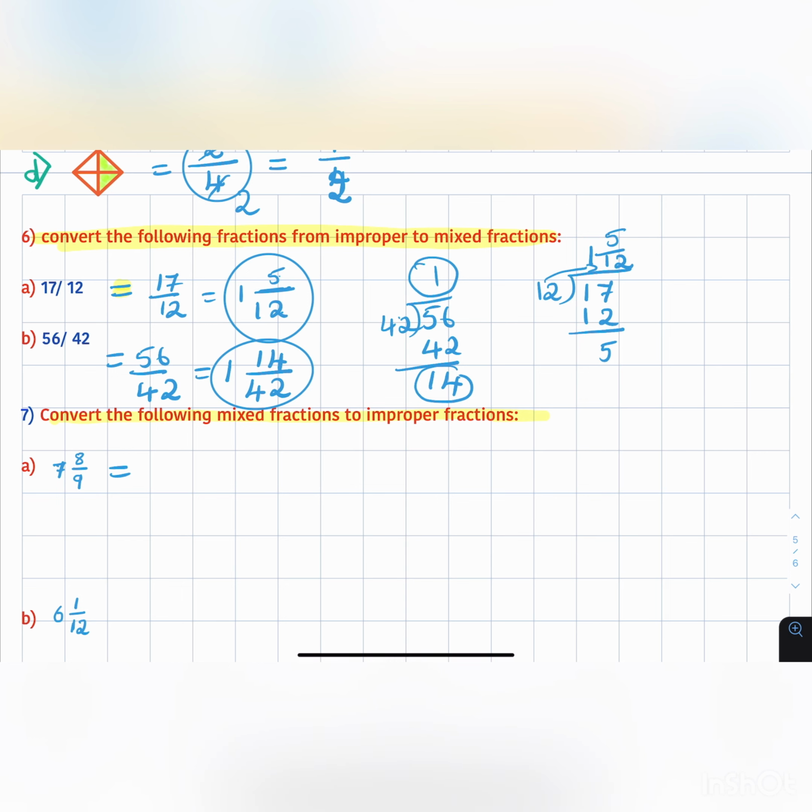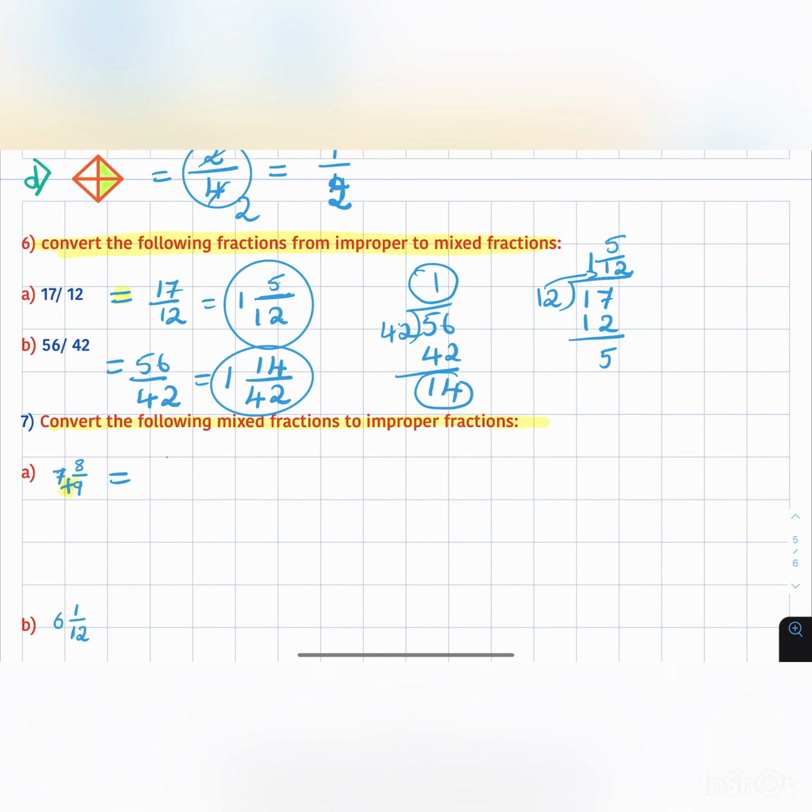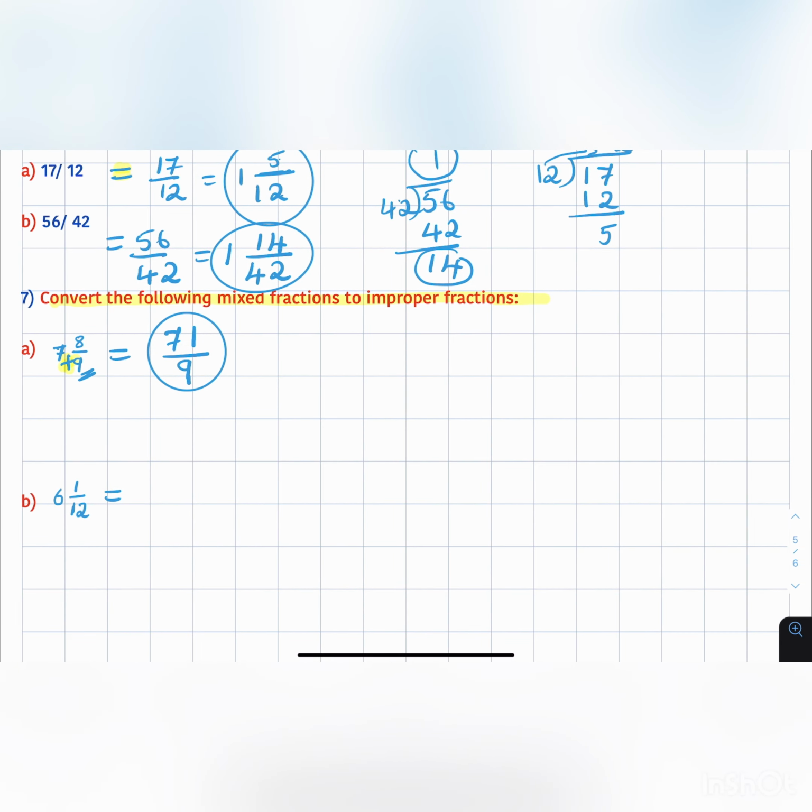Then the next one, we have to convert the following mixed fractions to improper fractions. So how do we do that? We will multiply these two, right? That is 7 9s are 63 plus 8. It will be 71 by 9, the numerator, and the denominator we need to write down, keep it as it is. Next one, 12 6s are 72, so we need to multiply these two, then plus 72 plus 1, 73, and the denominator is 12, keeping it as it is, 73 by 12.